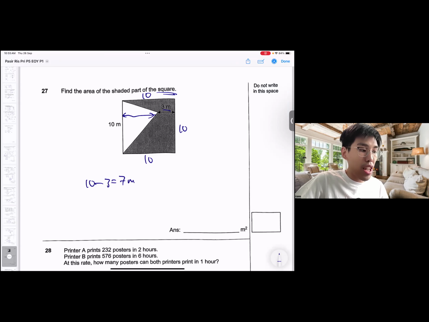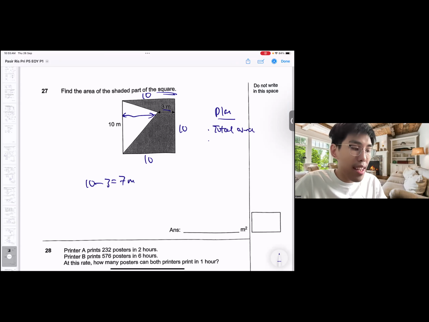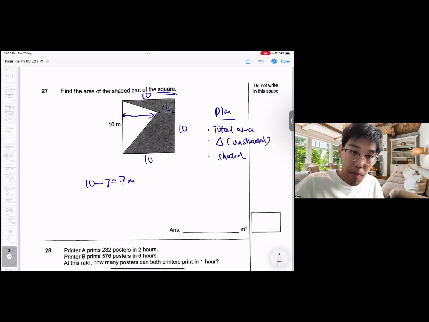So we are looking at the shaded part of the square. What is the plan? The shaded area is quite odd, but we know that the unshaded part is a triangle. The plan is to find the total area, and then find the triangle. Then we can find the unshaded, then we can find the shaded. Here's the plan. So once again, we find the total.